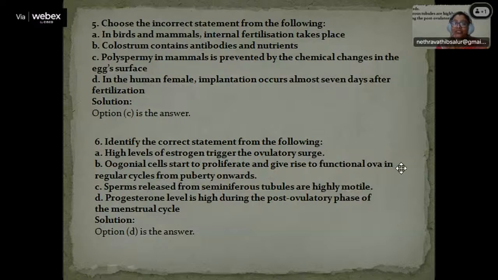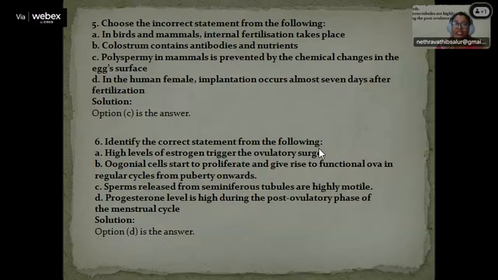Next, the sixth is to identify the correct statement. Here it is a positive question. You have to identify the correct statement from the following. First, high levels of estrogens trigger the ovulatory surge. That is wrong. Let me correct that: it is high levels of LH which will trigger the ovulatory surge, not estrogen. But that is not the option required here.